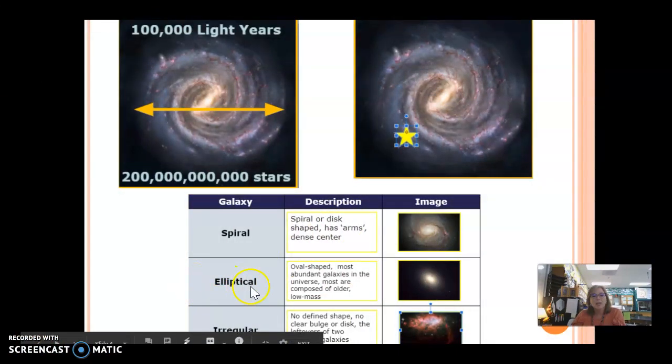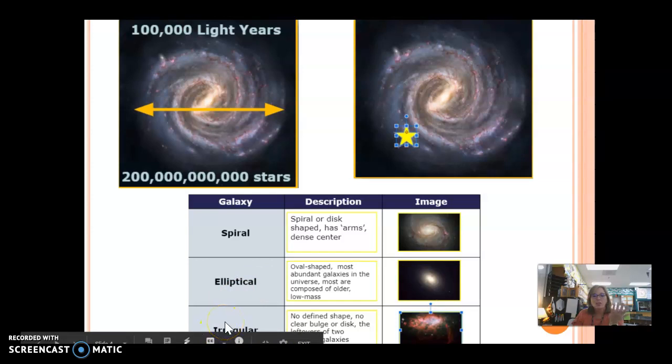Our elliptical galaxies simply look like balls, like a football or a softball. They're oval shaped. They are the most abundant type of galaxy in the universe. Most are composed of old low mass stars, which would be your red giants and red supergiants. So they're just going to be like a glowing circle.